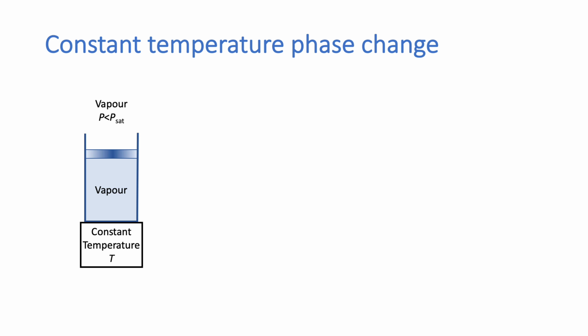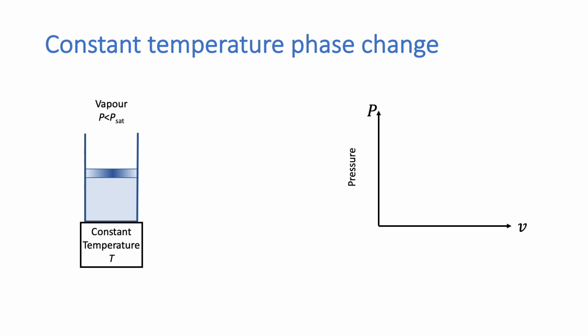We can also show phase change for a system which is at constant temperature. Here we have a vapor in a cylinder. This is at a pressure which is lower than the saturation pressure. We start compressing the vapor. We can show this process on a PV diagram. The axes over here are the pressure and the specific volume. The compression of a vapor would be shown by this curve, which extends up to the saturation pressure.